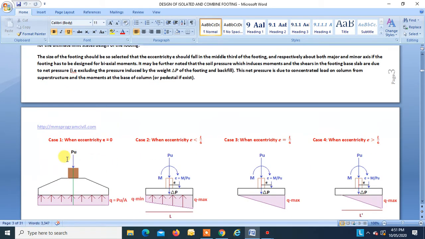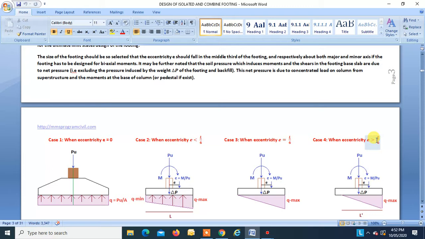Now in this figure we can see when eccentricity is zero, that is there is no moment, the upward soil pressure distribution is uniform. When eccentricity is less than L by 6, L is the length of the footing, then you will have a trapezoidal type of upward soil distribution, Q min and Q max. When eccentricity is equal to L by 6, then Q min will be 0 and you will have only Q max.